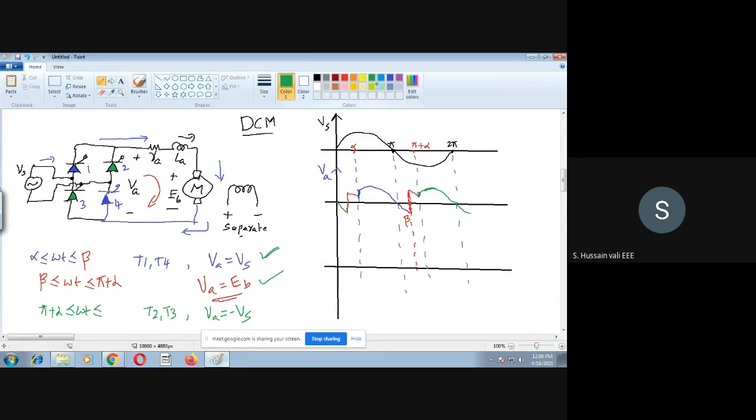Now we will draw the current waveform IA. So what will happen to IA? Wherever you find the output voltage equal to back emf, I told you already that no thyristors are conducting, so the current is zero. So here I will put zero. Then in the blue color, you have the current, that is till this point. Once again, this red color part is zero.